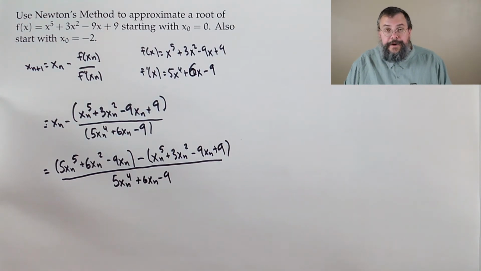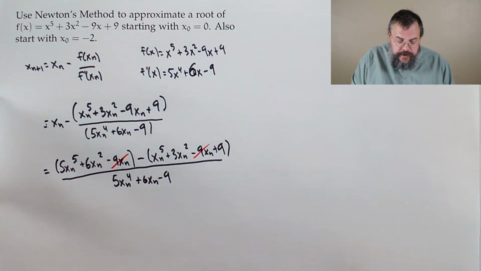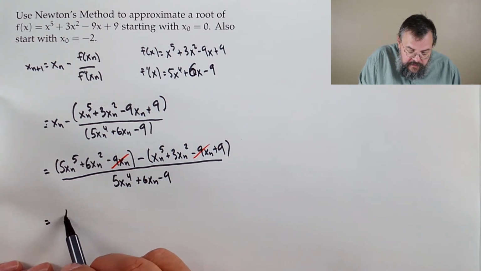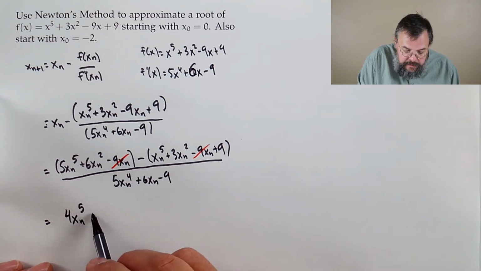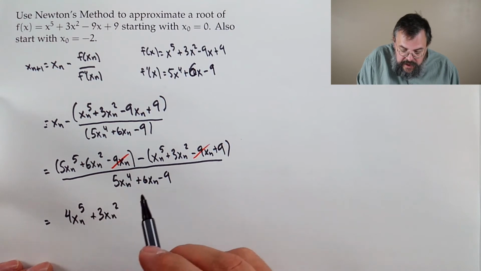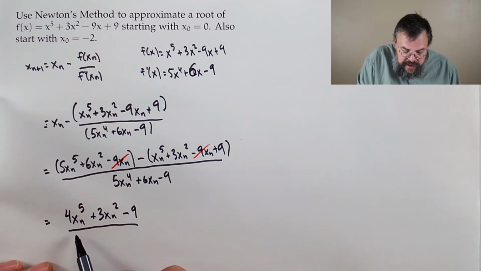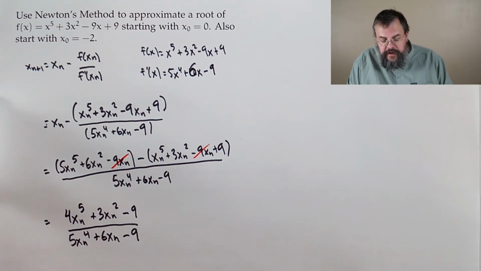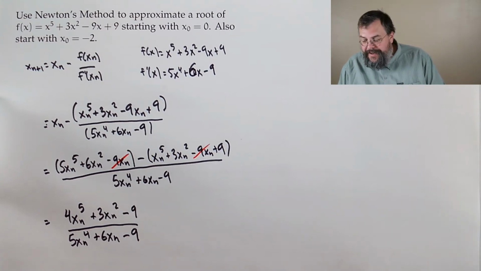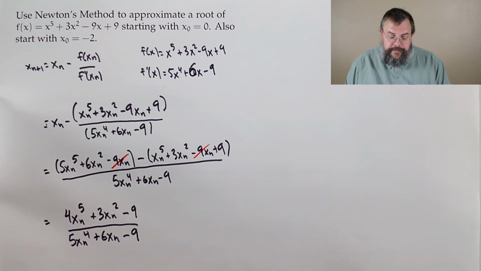And so far really good, because we get some cancellation. And of course we can combine. So we end up with 4xn to the fifth, 5 minus 1, 6 minus 3, plus 3xn squared, and a minus 9 on the end. Divide that by 5xn to the fourth plus 6xn minus 9. Okay, so that's our rule. All right, so let's start with x0 equals 0 and see what happens.